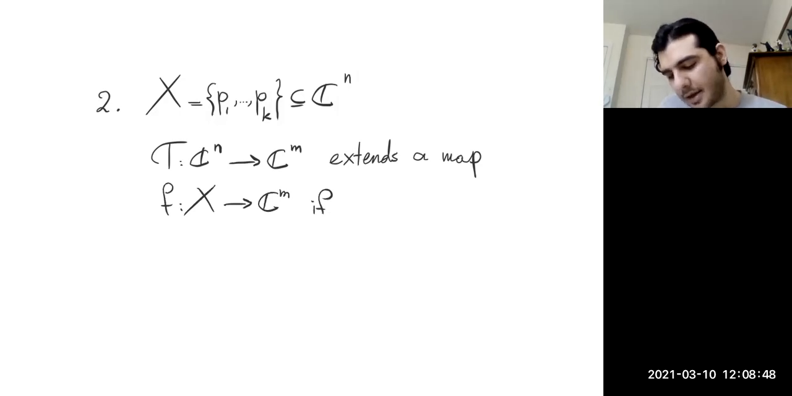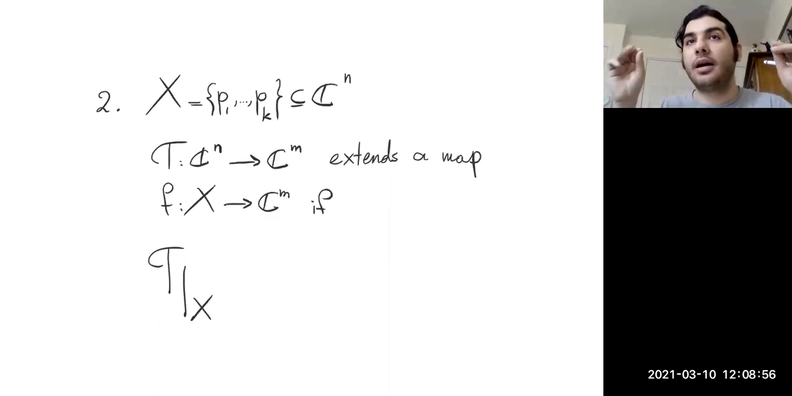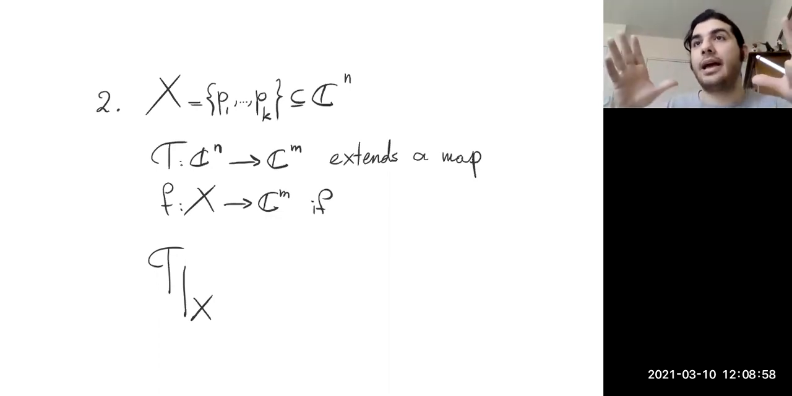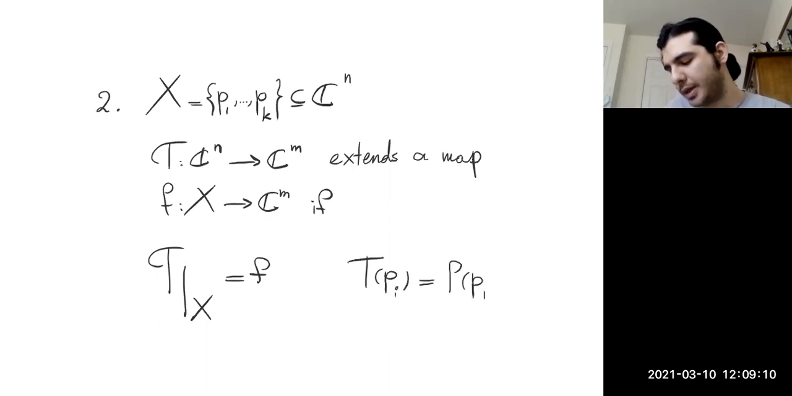X is a subset of Cn, so T is also defined on X. If I restrict T to X, if I look at the value of T on the elements inside X, which are P1 up to Pk, it is equal to F. In other words, T of Pi equals F of Pi for i from 1 to k. That's the definition of an extension of a map.